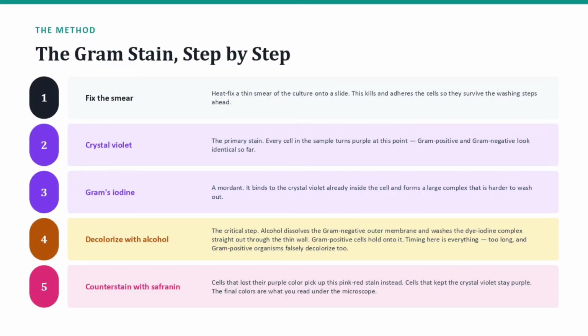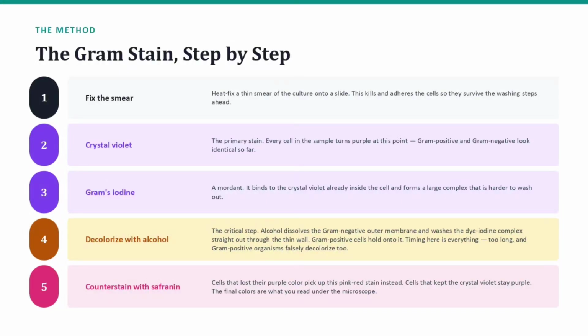Let's walk through the procedure itself, step by step. Step 1. Fix the smear. You heat fix a thin smear of the culture onto a slide. This kills the cells and adheres them to the glass so they survive the washing steps that come next. Step 2. Crystal violet. This is the primary stain. At this point, every single cell in the sample turns purple. Gram-positive and Gram-negative organisms look completely identical so far. There is no visible difference yet.